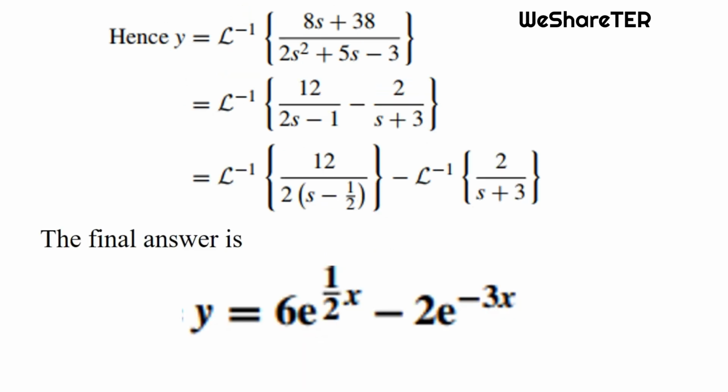By the time we resolve the partial fraction, we can now see clearly that the solution we are looking for is the same thing as the Laplace inverse of 12 over 2 into bracket s minus half, minus the Laplace inverse of 2 over s plus 3, which gives us 6 exponential half x minus 2 exponential minus 3x. But the point here is that we are able to find the Laplace inverse because we are able to use the partial fraction perfectly and accurately.